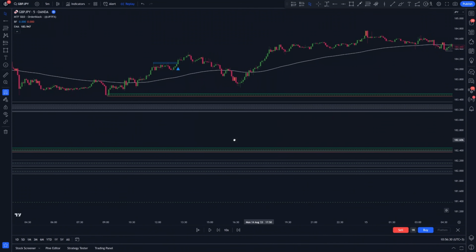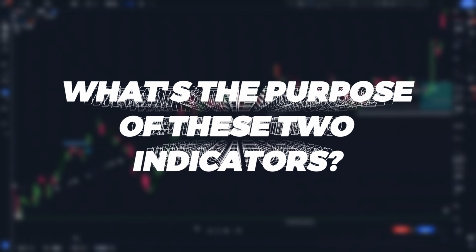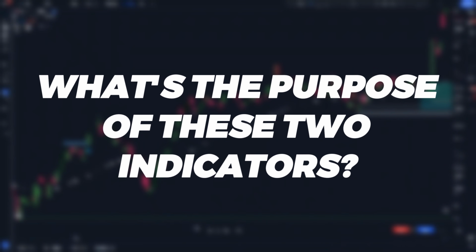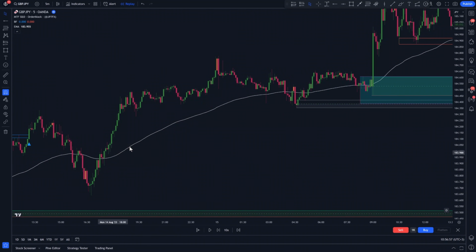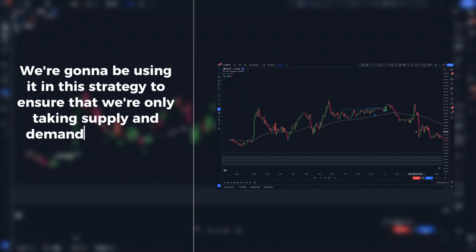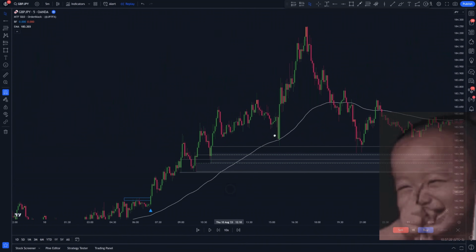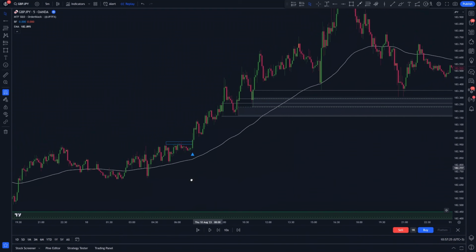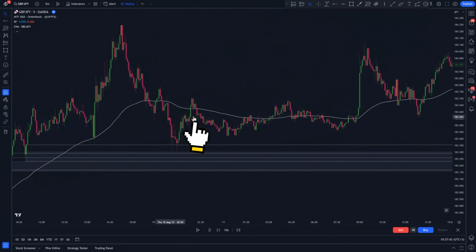Now, as you can see here, we've added 2 indicators, and one specific question must now be asked. What is the purpose of each of these 2 indicators we've just added? Well, let's start with the EMA. This indicator is a trend confirmation tool. We're going to be using it in this strategy to ensure that we're only taking supply and demand trades that align with the market's overall trend. And I think you already know how we're going to do that. When the price is constantly trading above the moving average, that indicates a bullish trend. On the other hand, when it's constantly trading below the moving average, that indicates a bearish trend.